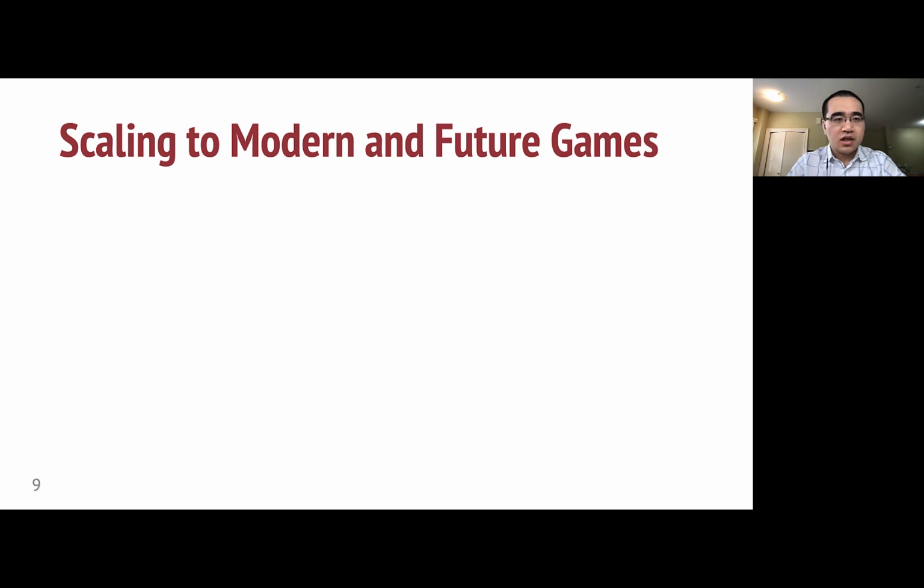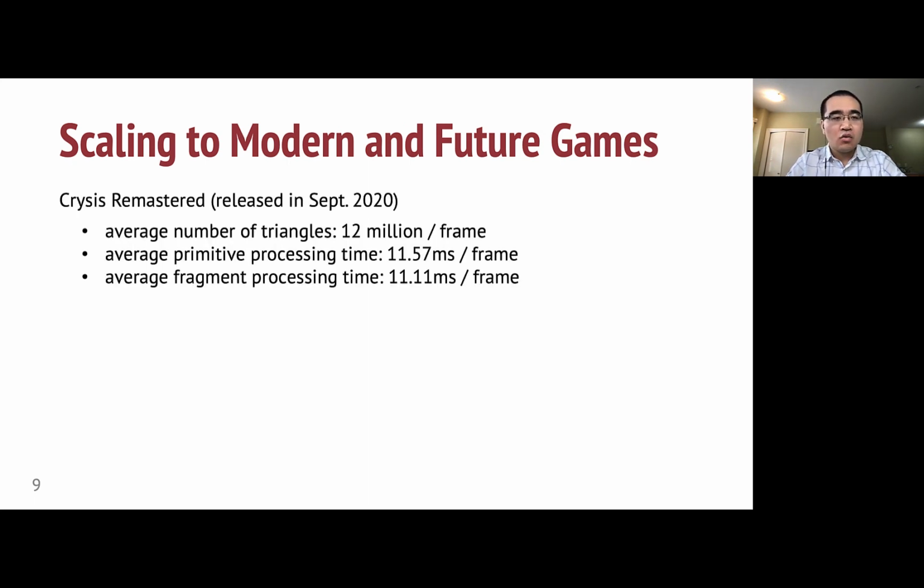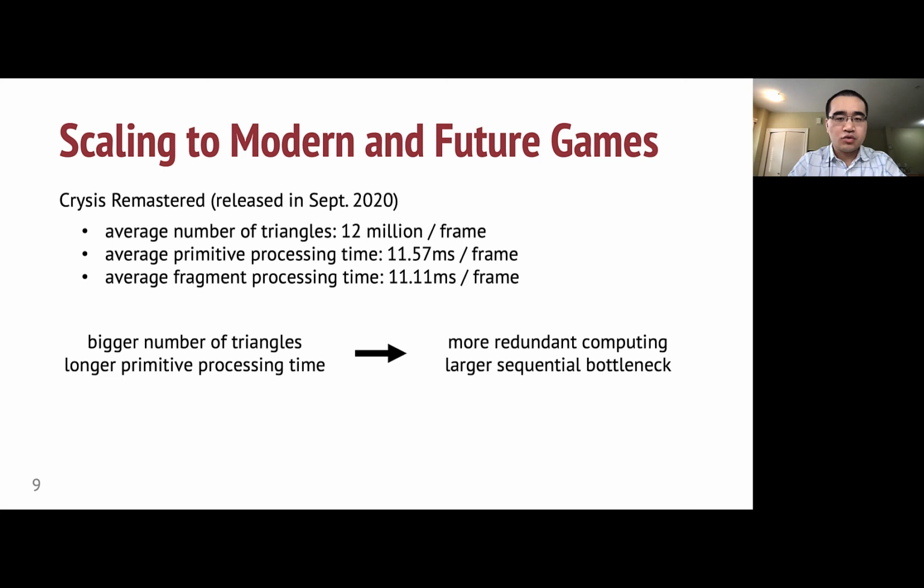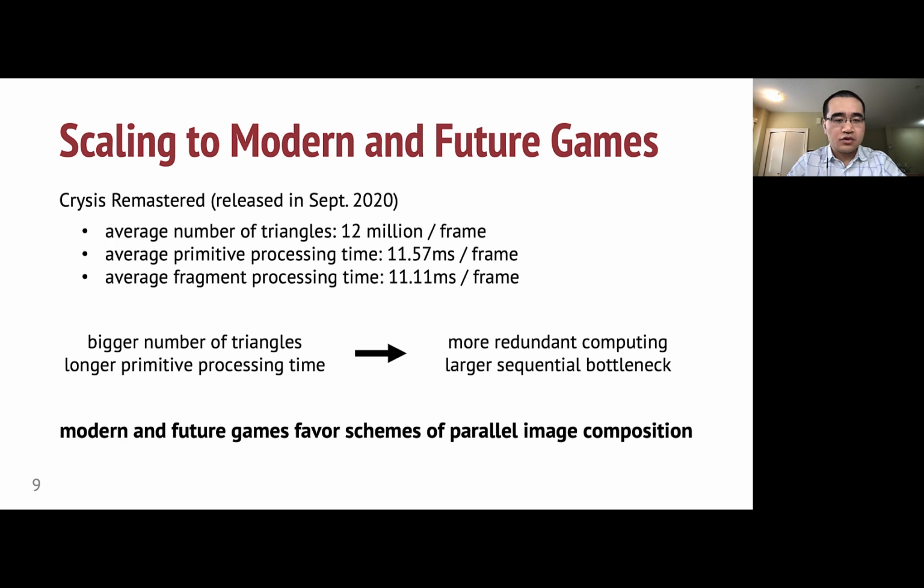We also tested if our scheme can be scaled to modern and future games. We profiled a latest game called Crysis Remastered. We found that on average, each frame has 12 million triangles, and unlike traditional games, in this game, the average primitive processing time is slightly larger than the average fragment processing time. So we can see that probably in modern and future games, there will be a bigger number of triangles and longer primitive processing time. This will result in more redundant computing if we choose to duplicate all primitives in every GPU. It can also result in a larger sequential bottleneck if we choose to exchange primitives sequentially between GPUs. So we believe modern and future games will favor schemes that take advantage of parallel image composition, because the parallelisms can help us overcome the bottlenecks of prior work.